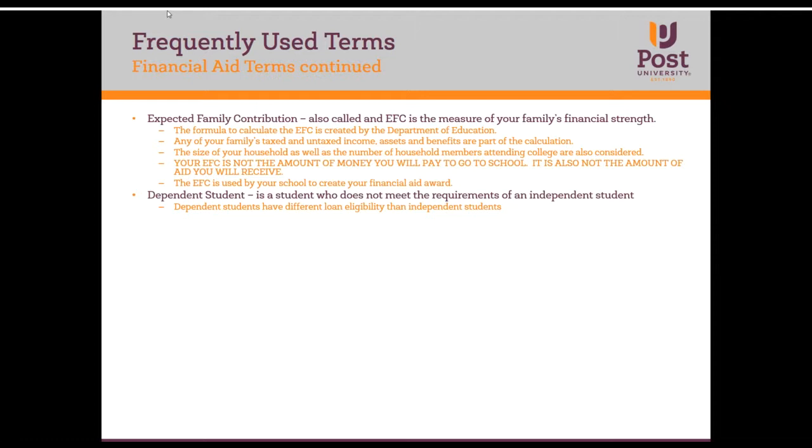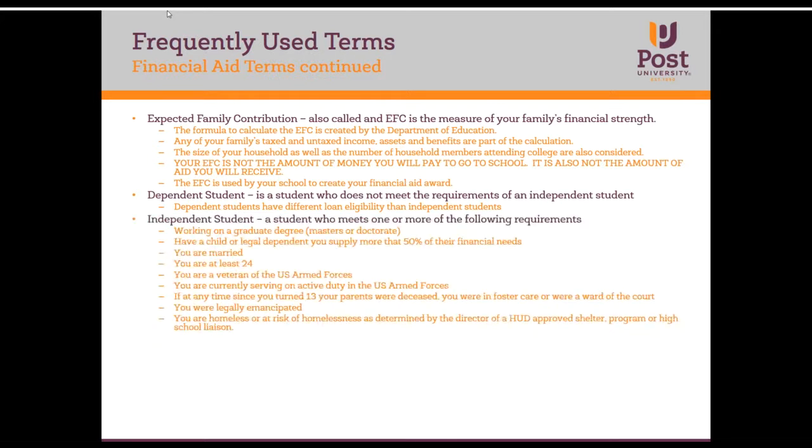It tells us whether or not you're a dependent student or an independent student. To be an independent student is a little bit harder than to be a dependent student. So what I'd like to do is kind of skip over dependent and let's look at what an independent student is. So to be considered an independent student, if you were working on a graduate degree, a master's degree or a doctorate, then no matter how old you are or what your family situation is, you would be independent.